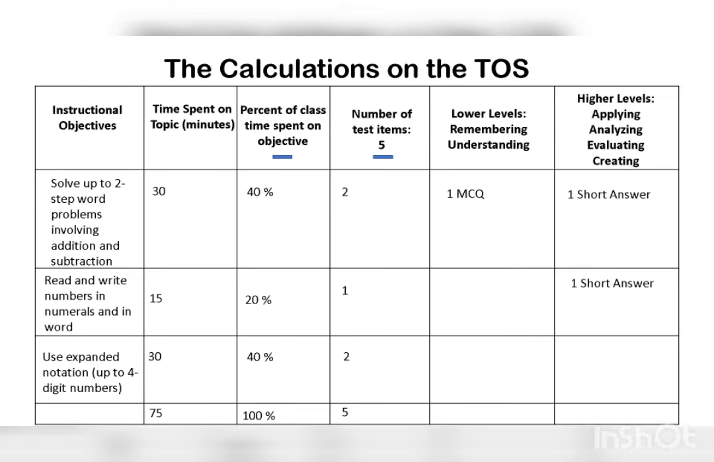For the second objective, I wish to assess it using 1 short answer, because remember, it's only 1 item I need here. And for the third objective, I'm going to use a lower level multiple choice question and also a higher level short answer question. At the end, we must ensure that the number of lower level items and the number of higher level items gives a total of 5. So we have 2 lower level items and 3 higher level items, and 2 plus 3 gives us 5. So yes, we have 5 items.